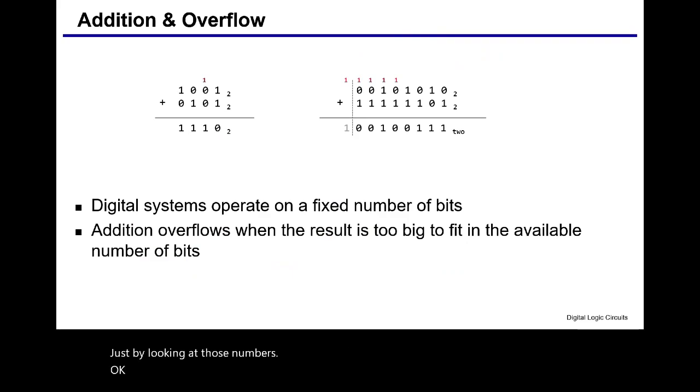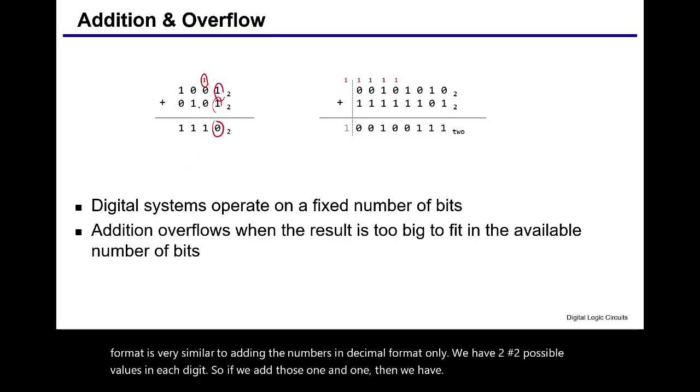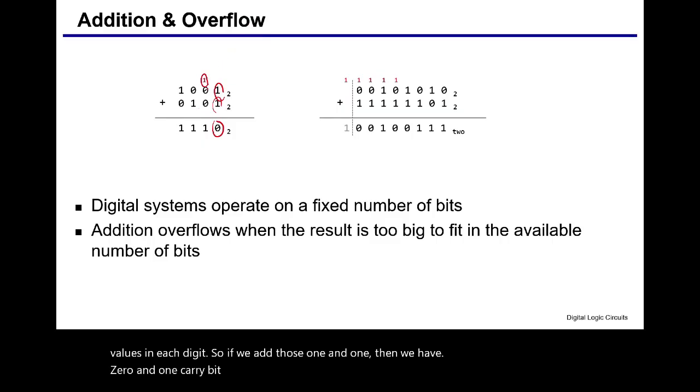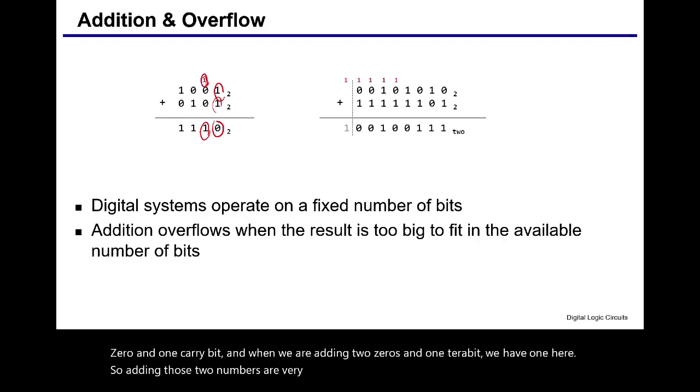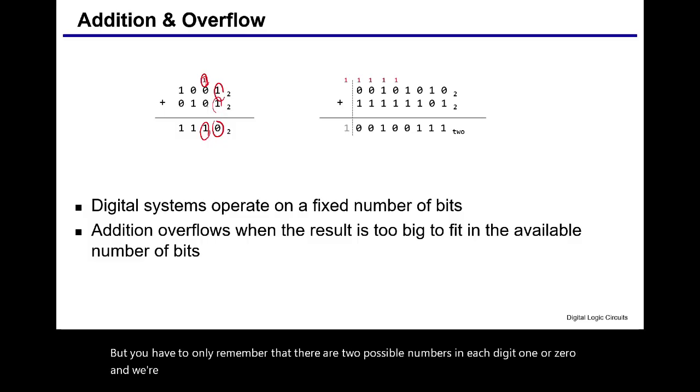Okay, let's discuss addition and overflow in binary numbers. Adding numbers in binary format is very similar to adding numbers in decimal format, only we have two possible values in each digit. If we add 1 and 1, then we have 0 and a carry bit of 1. And when we add two zeros and a carry bit, we have 1 here. So adding these numbers is very easy, but you only have to remember that there are two possible values in each digit, 1 or 0, and adding two ones results in 10.